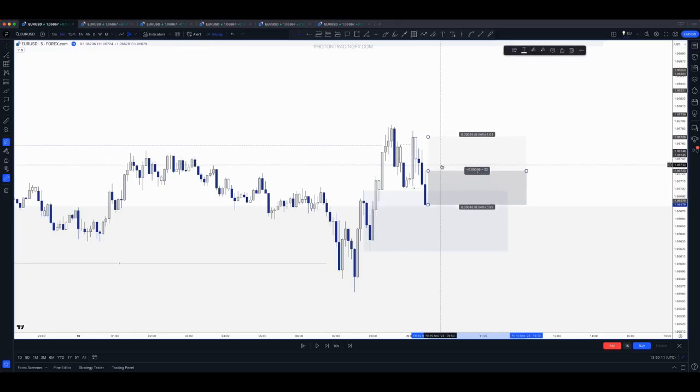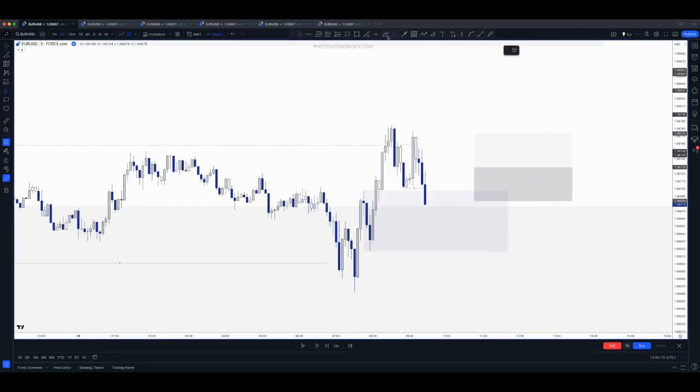Up until now, we've been using buy limits. A buy limit is when you set the order and price is above it, so price comes in and takes you in. A buy stop is when price is below your order when you set your buy order, and price takes you up into the trade, if you don't know that. So we will set our buy stop order above this candle.